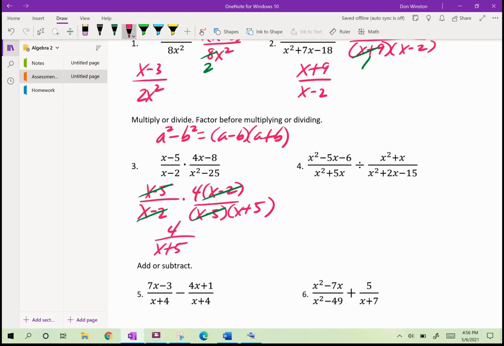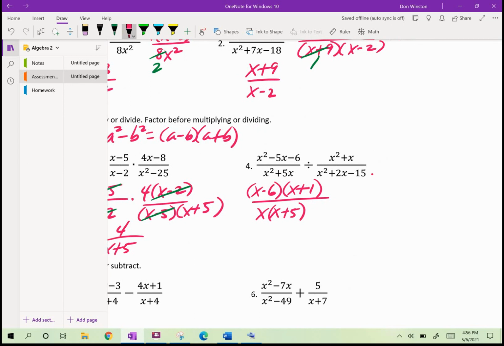Okay, the next one here, number 4. If I factor x squared minus 5x minus 6, factors of negative 6 that add up to negative 5, that would be x minus 6 times x plus 1. Okay, negative 6 plus 1 gives you negative 5, and negative 6 times 1 gives you negative 6. And then out of the denominator, I can factor out an x. So that would be x times x plus 5.